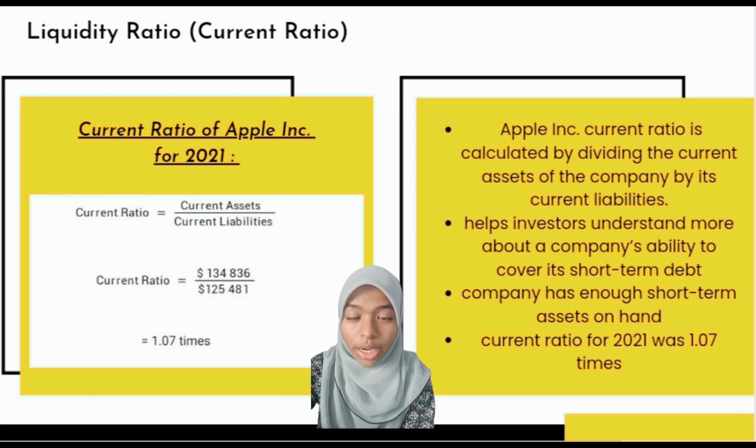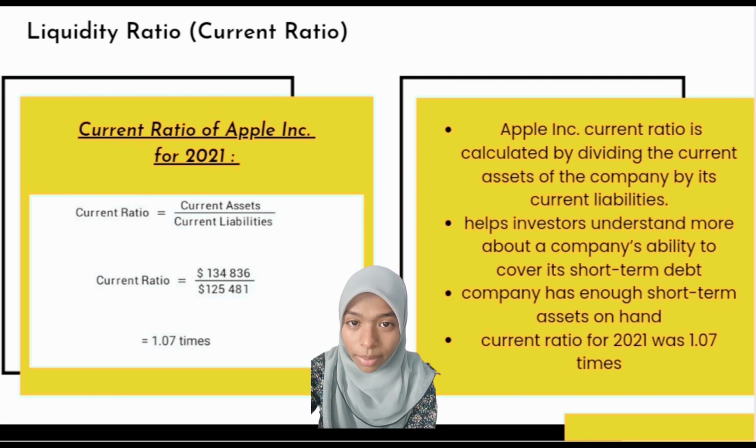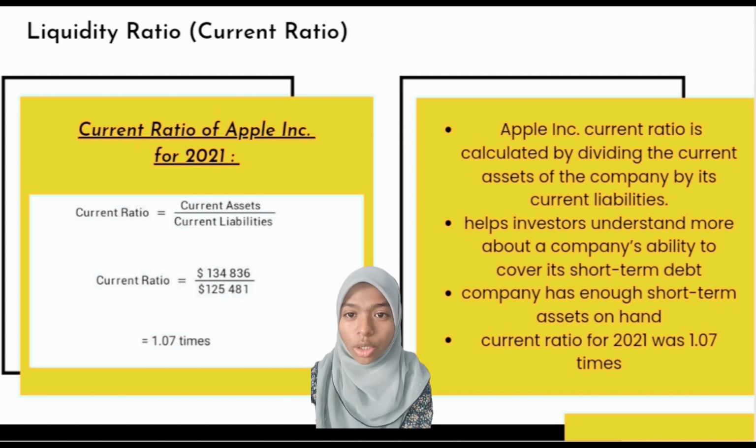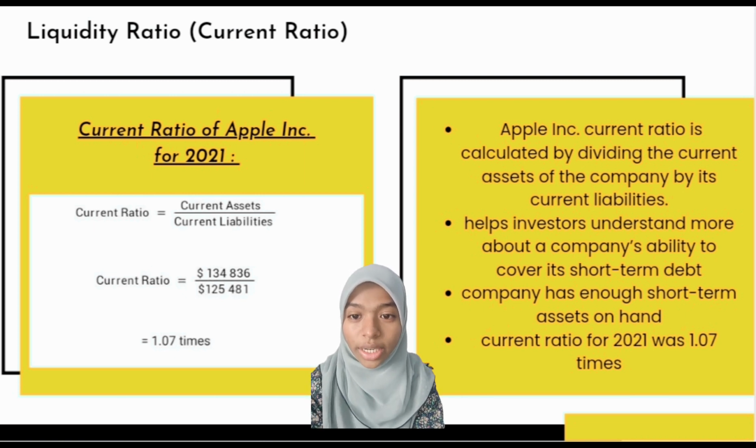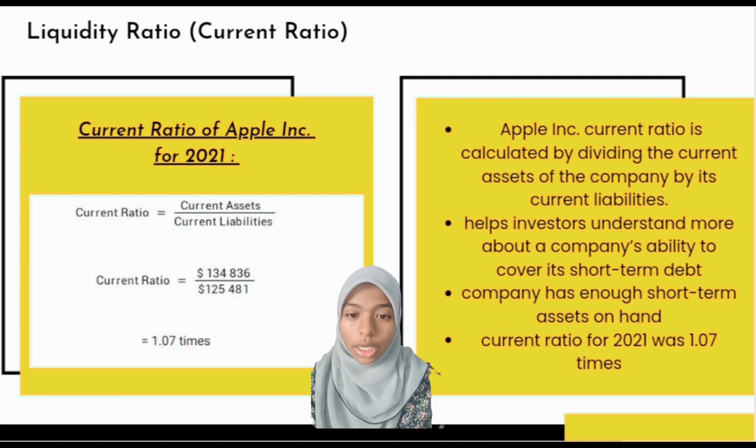The current ratio helps investors understand more about a company's ability to cover its short-term debt with its current assets, and to make comparisons with its competitors and peers. A strong current ratio greater than 1.0 indicates that a company has enough short-term assets on hand to liquidate to cover all short-term liabilities if necessary. The higher the liquidity, the easier it is for the company to pay its creditors on time, and vice versa.